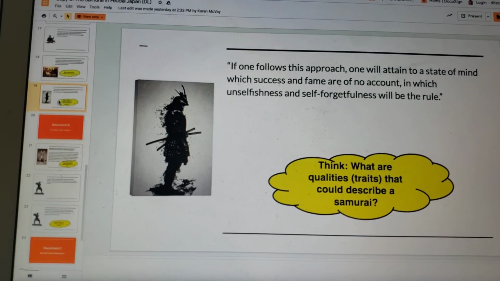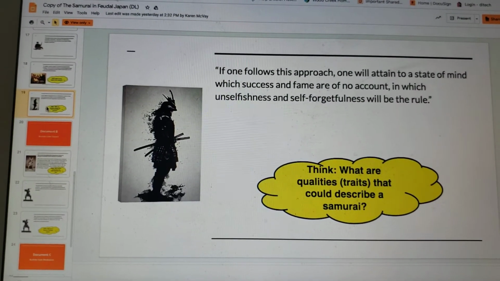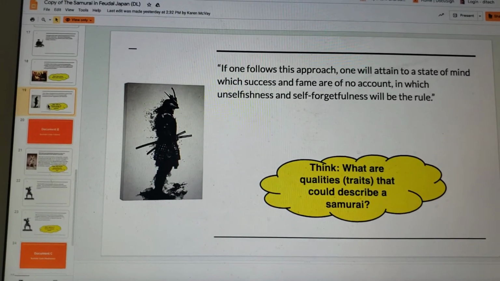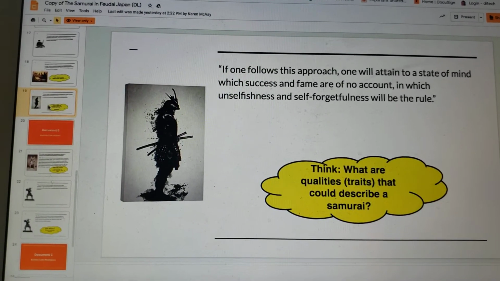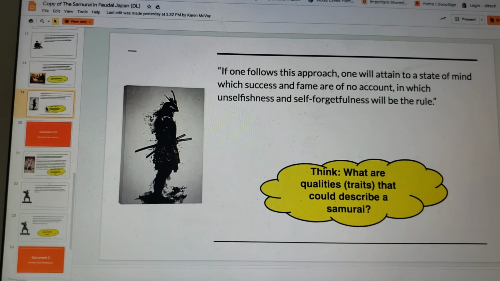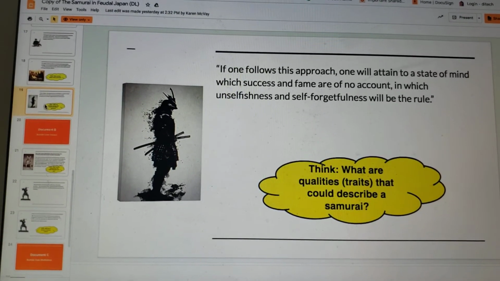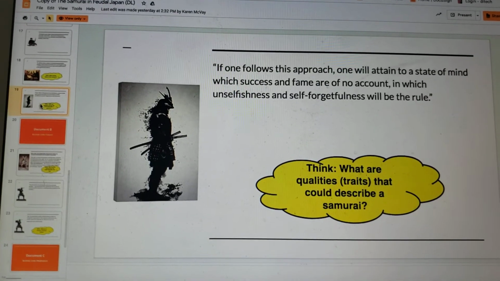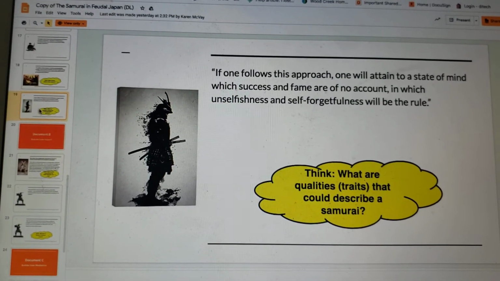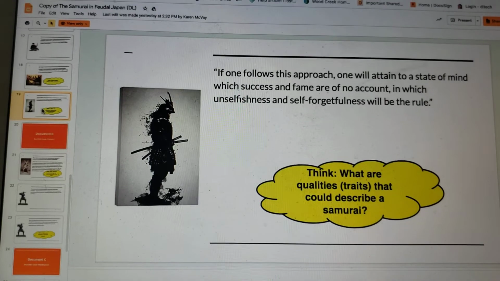Slide 19. If one follows this approach, one will attain to a state of mind in which success and fame are of no account, in which unselfishness and self-forgetfulness will be the rule. Take a moment to think about this quote. What are the qualities or traits that could describe a samurai? Pause the video.